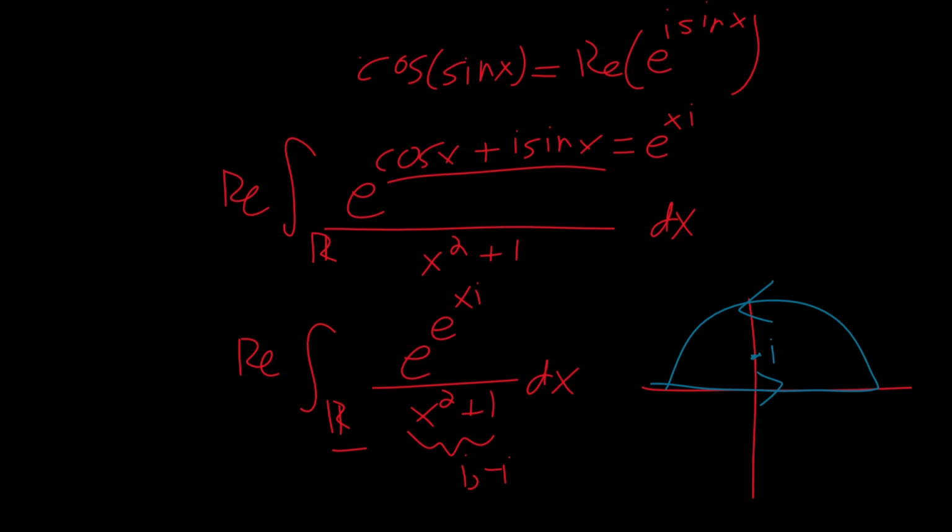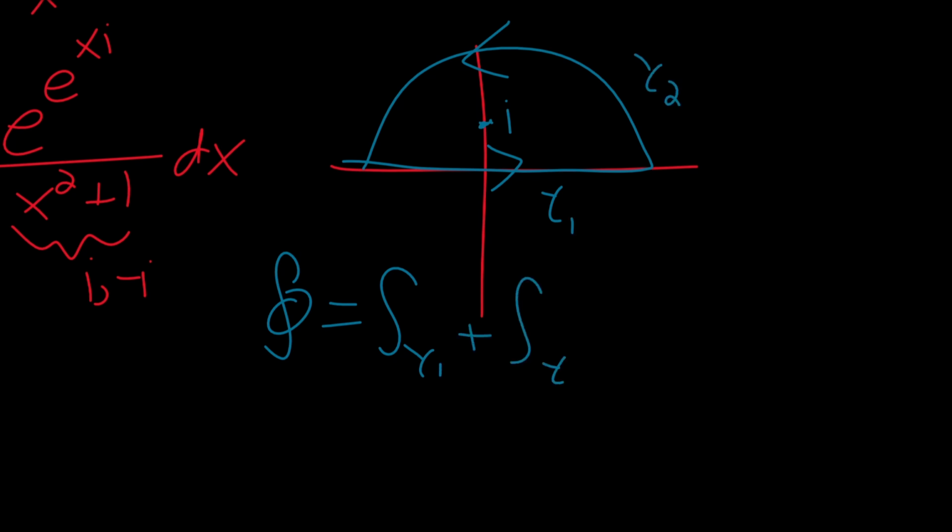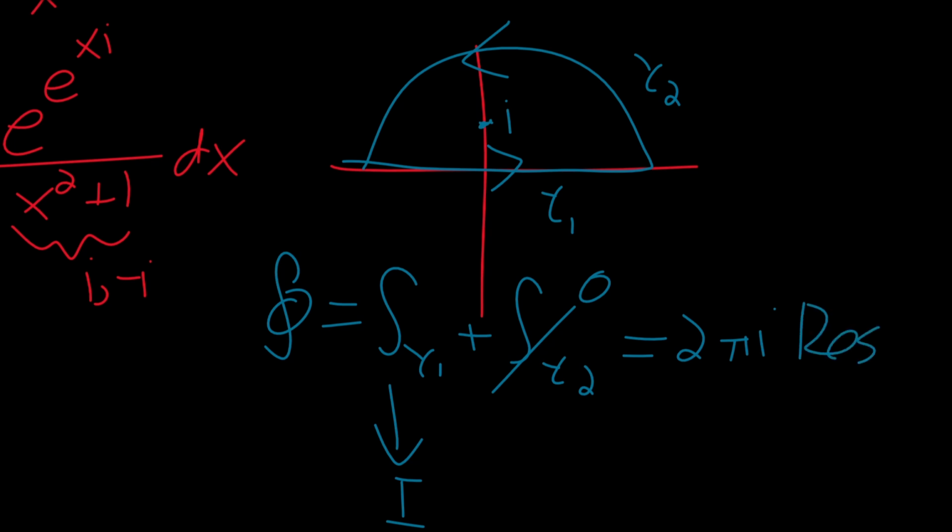By Jordan's lemma, we're going to say that this outer ring right here goes to 0, so I'll actually write this out. The line integral is going to be equal to the integral over gamma 1, and you have gamma 2, plus the integral over gamma 2. But this integral over gamma 2 is going to be 0 by Jordan's lemma, and this right here is going to be equal to our integral. So what we're going to do then is just, by the residue theorem, say that this is equal to 2 pi i times the residue at i.